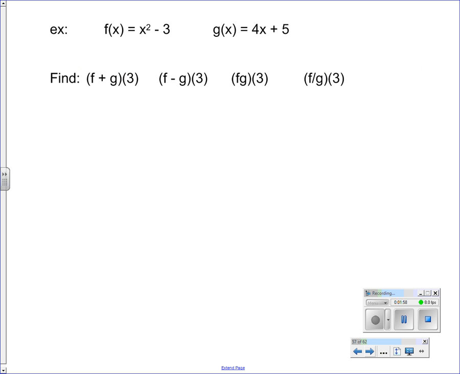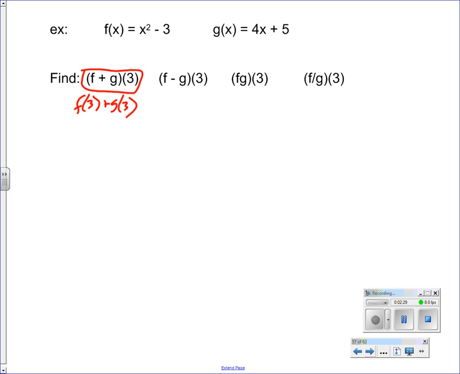So I'll go through an example using these two functions, f and g. I'll go through an example just evaluating each one of these, sum, difference, product, and quotient of these two functions at the value 3. So basically we'll just use our rules from the previous page. Starting with the first one, f plus g at 3, that's just going to be the sum of the two functions evaluated at 3.